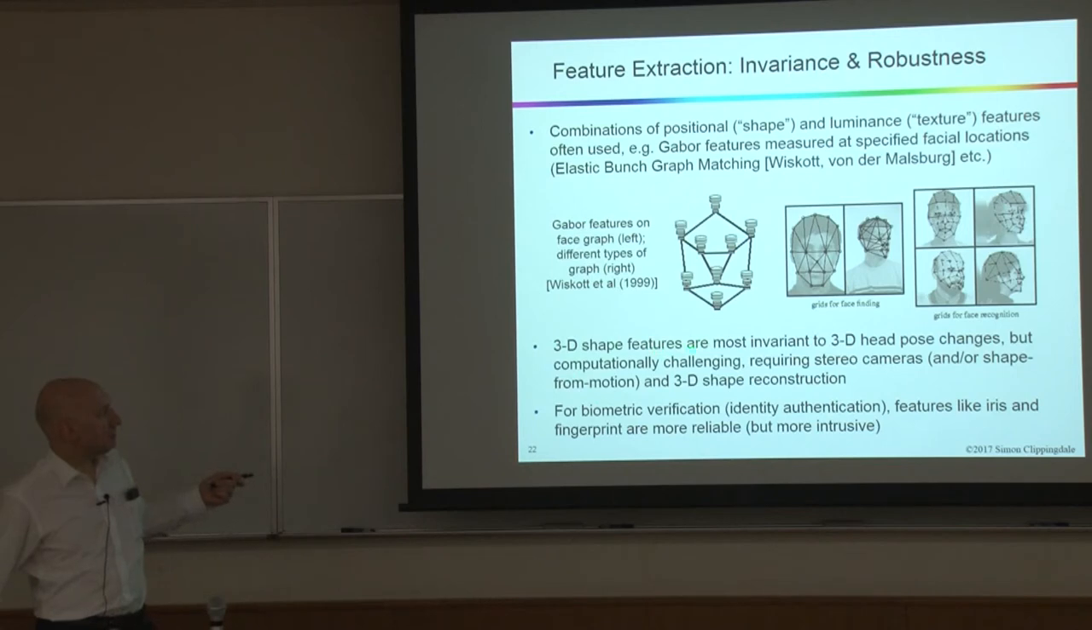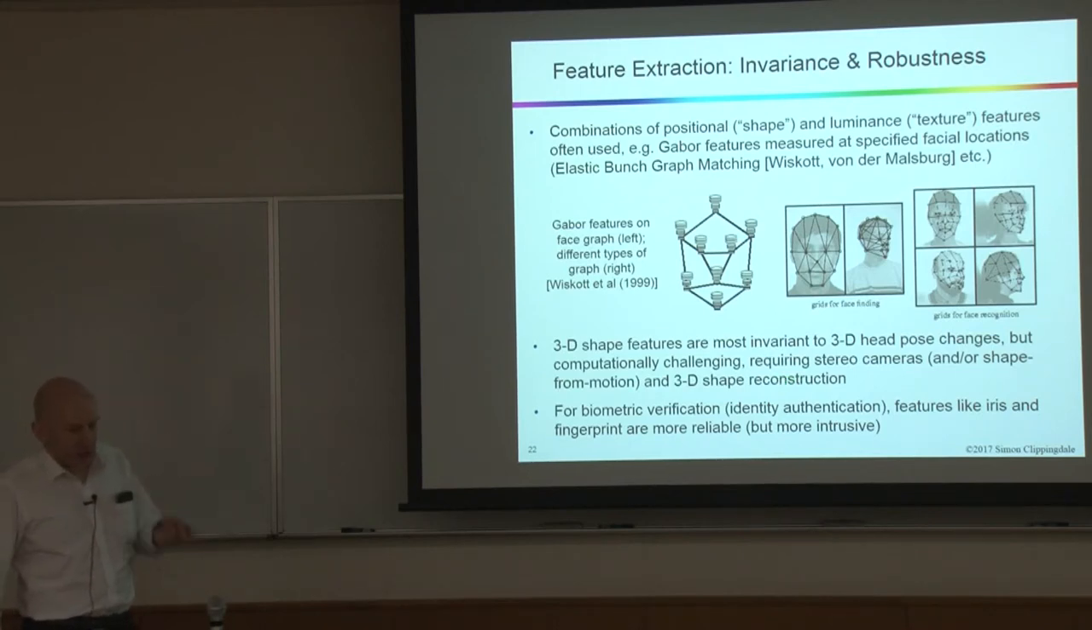So 3D shape features, if you can compute those, are the most invariant to 3D head pose variation, but they are computationally extremely difficult to compute, much more difficult than just doing pixel by pixel comparison of images. You need stereo cameras or some kind of shape from motion and 3D shape reconstruction.